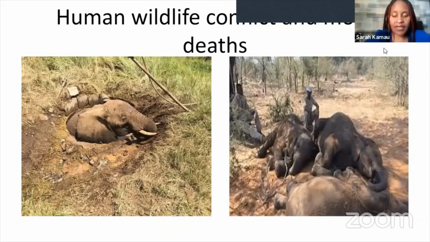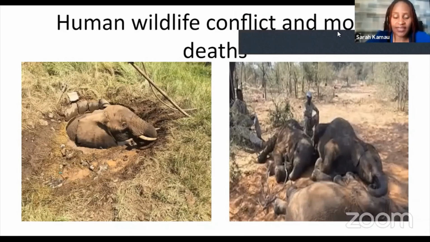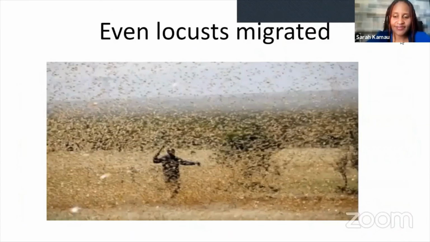So this is what happened at the end in Zimbabwe, whereby there was human and wildlife conflict. And you can see on the left where an elephant tried to access a water well and it got stuck. Again, it causes conflict. And the other side shows some of the wild animals that actually died. Next slide, please. So that is a pictorial example of a locust invasion that happened. And so, as I mentioned earlier, even locusts are migrating, human beings are migrating, wildlife are migrating. Next slide.